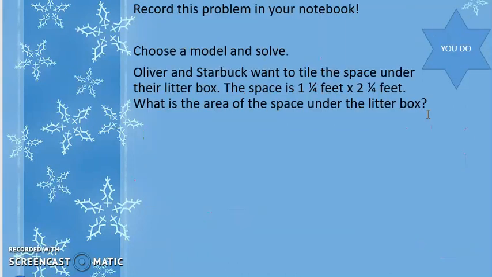Now it's time for you to try the problem. I want you to record this problem in your notebook, choose a model, either the grid model or the area model, and solve. And we will come back and check your answer.